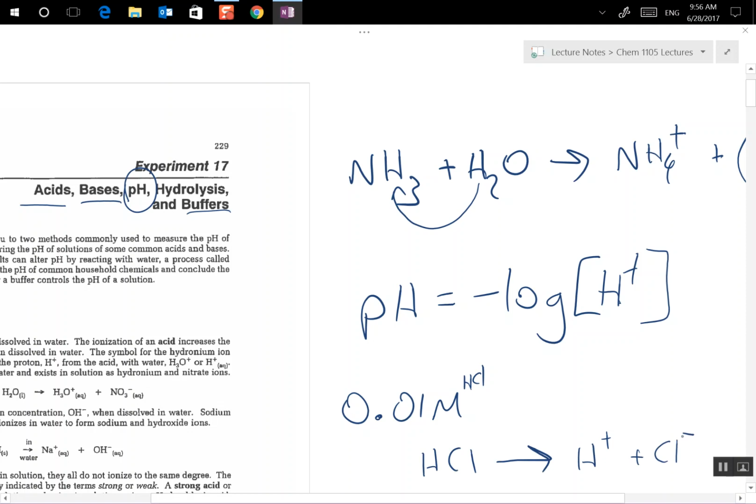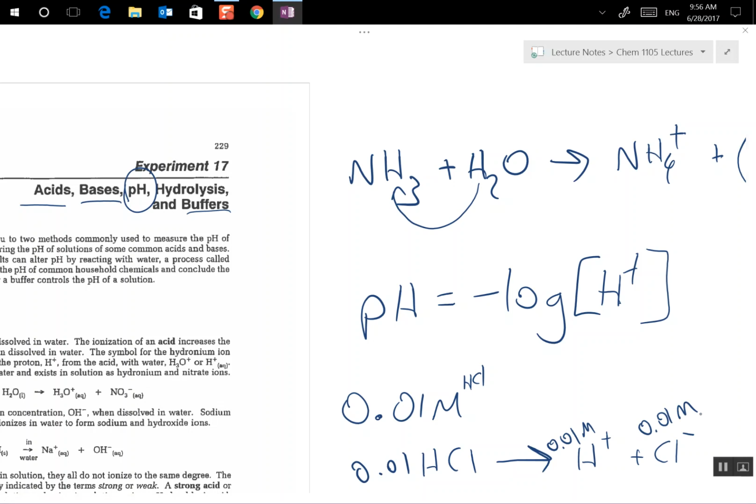Now we've talked about equilibrium. Equilibrium is the process where the forward reaction produces products, and then those products react to form the reactants, going backwards. Well, when I have just a single arrow like I do for HCl here, that means it doesn't go backwards. It means it goes to completion. HCl will completely dissociate, and I'll get 0.01 molar H plus and 0.01 molar Cl minus.